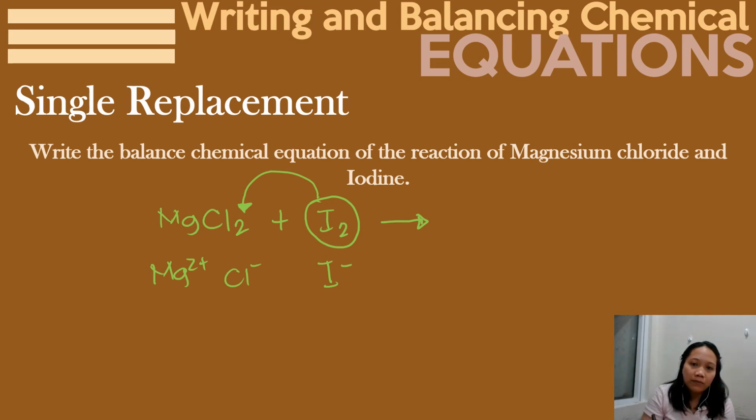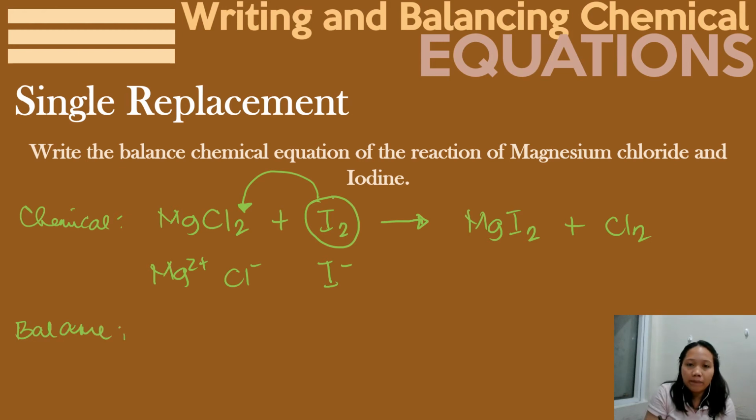So you will now have magnesium iodide, MgI2, plus, of course, the chlorine, which is diatomic, that's why it should be Cl2. And there, that is now your chemical equation. Now, let's have the balance equation.